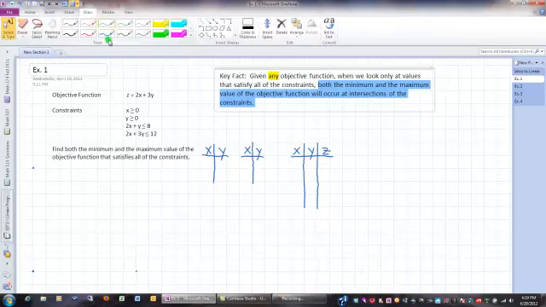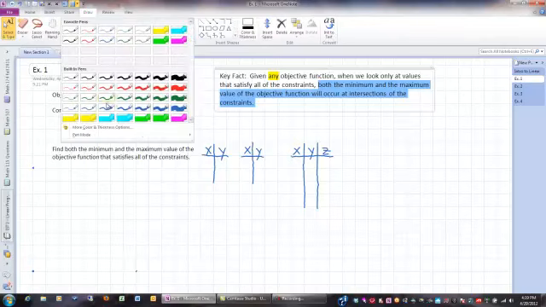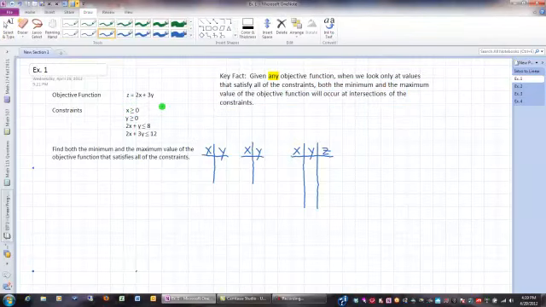Now, the first step is to graph the constraints. In this problem, we have our first two constraints here: x is greater than or equal to 0, y is greater than or equal to 0. You have those in every problem. The variables involved are all greater than or equal to 0. And then we have two additional constraints in this one. So let's start off by graphing them.